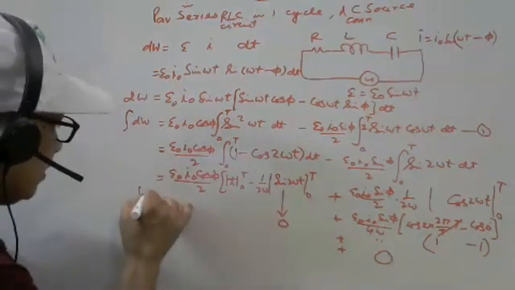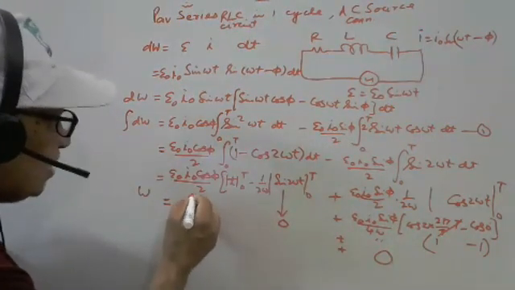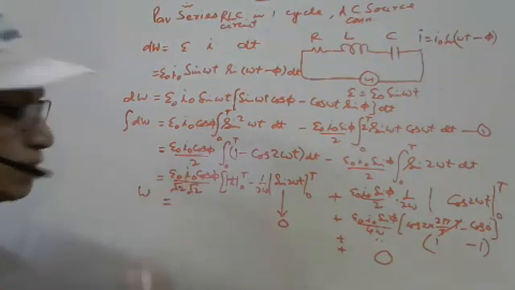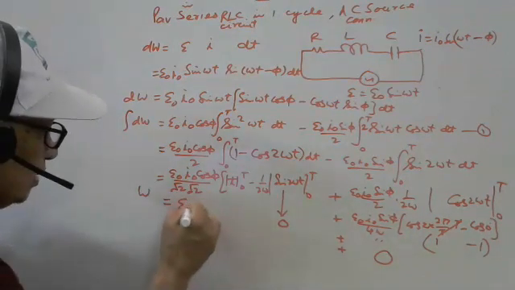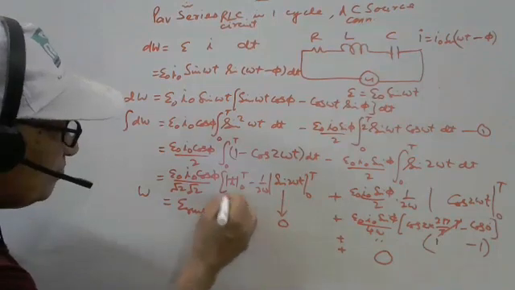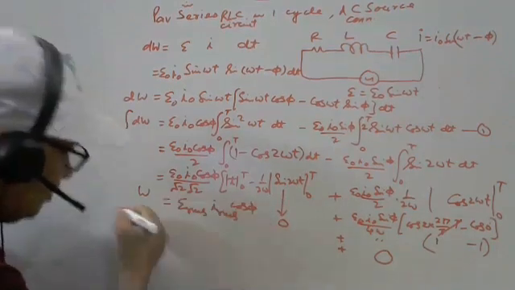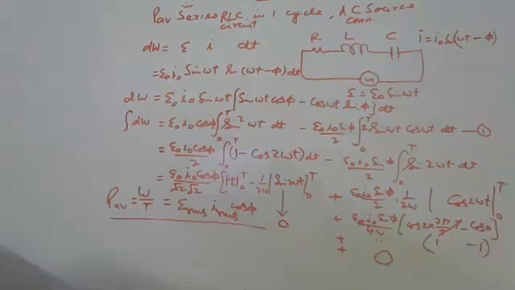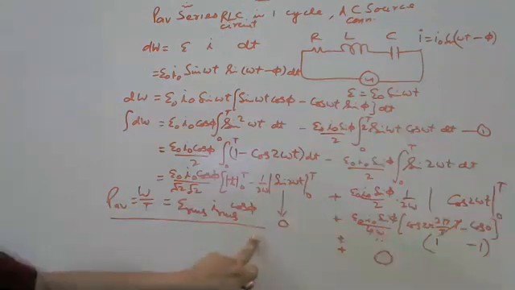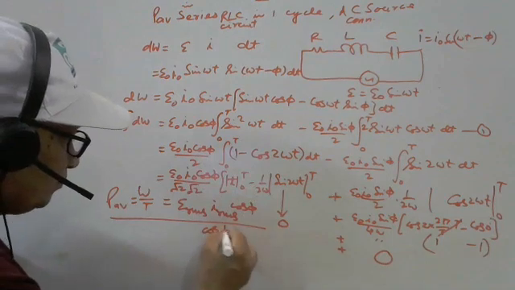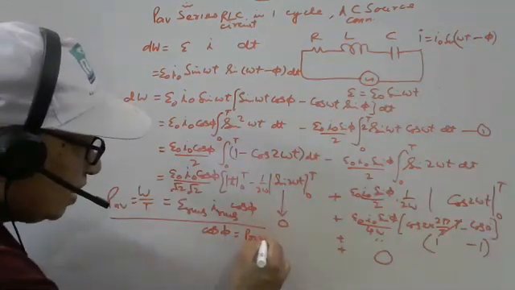So total work done will be E naught upon root 2. We can write here 2 can be written as root 2. So E naught upon root 2 is what? ERMS. I naught upon root 2 is IRMS. Cos phi also, and t, if you divide with t, you will get the average power. So the power average formula here is ERMS, IRMS, cos phi. Cos phi is called here the power factor.